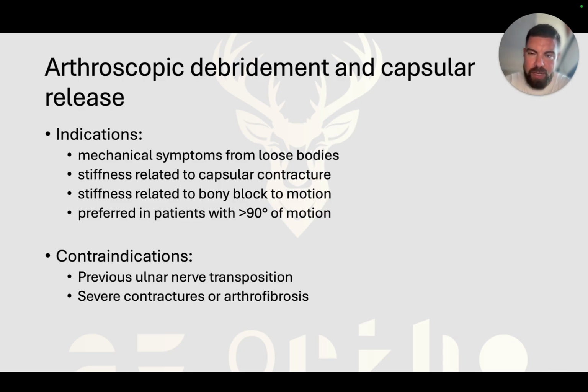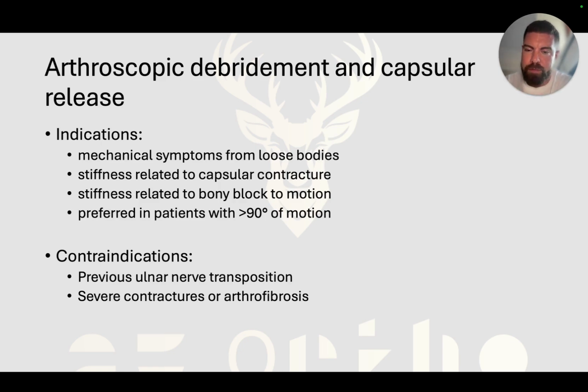And then generally, the arthroscopic debridement or capsular release is favoured in patients who have greater than 90 degrees of motion. If you're mid-range stiff and you are literally at the point where you're doing this, you're not really going to get much of a benefit for patients with an arthroscopic debridement, because there's a lot more going on and you're going to have to do an element of an open procedure for this.